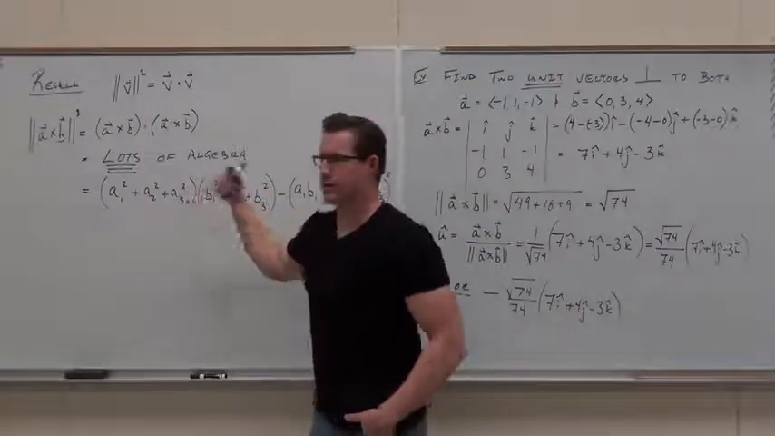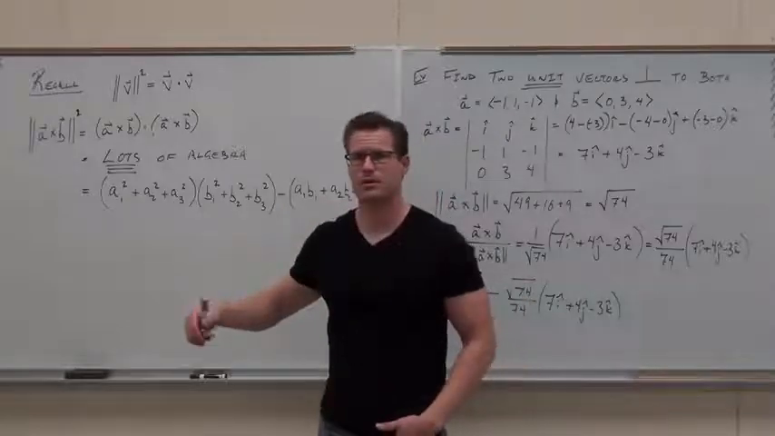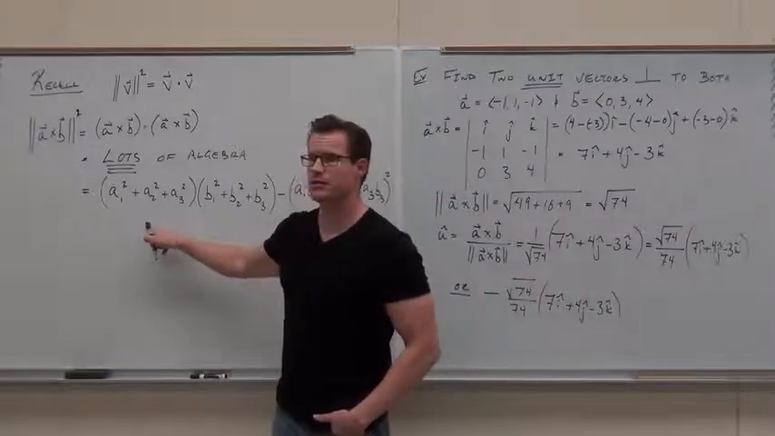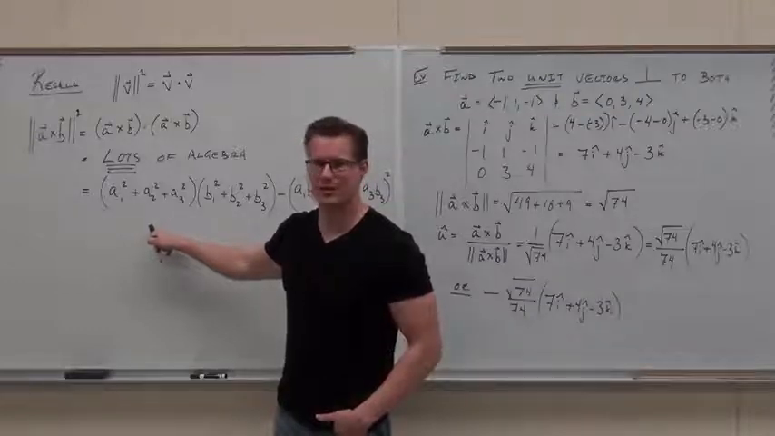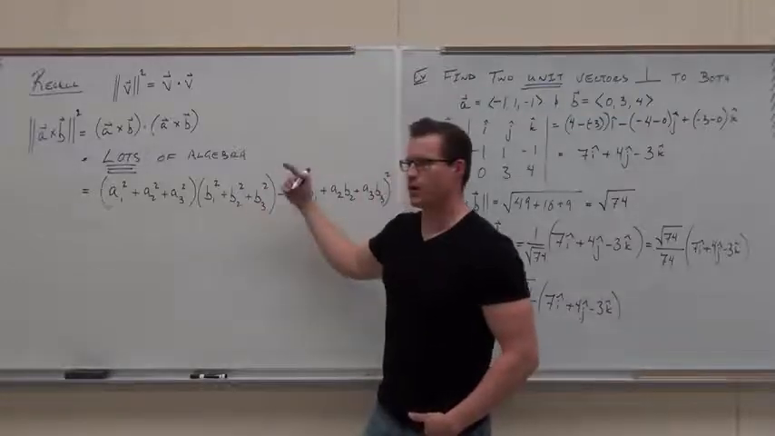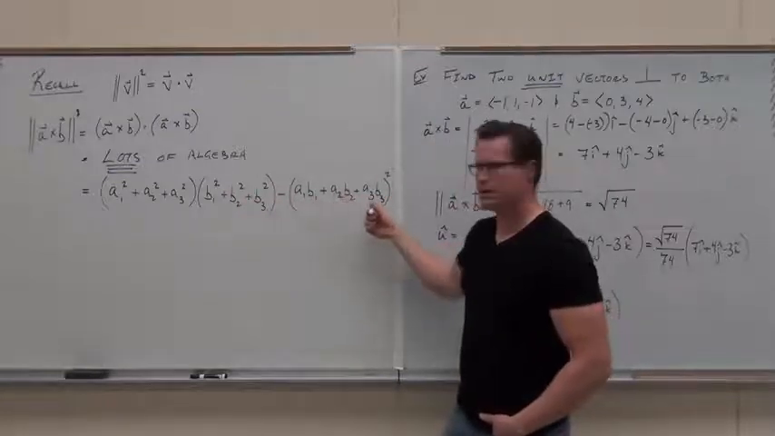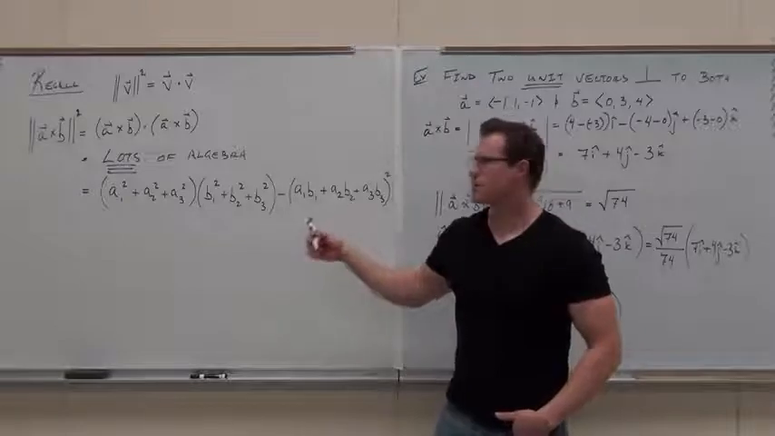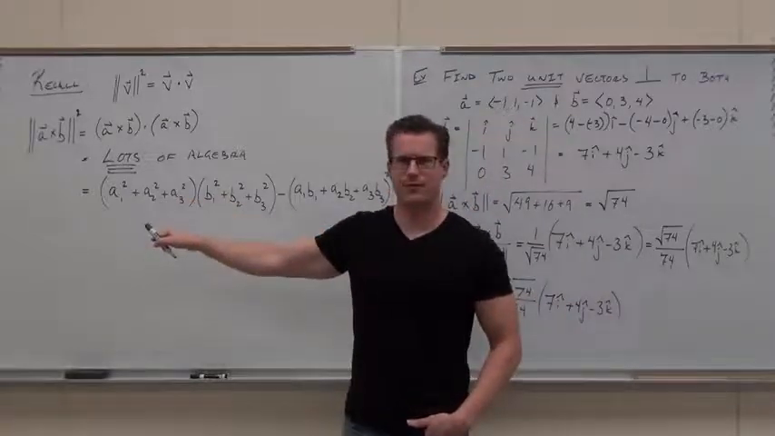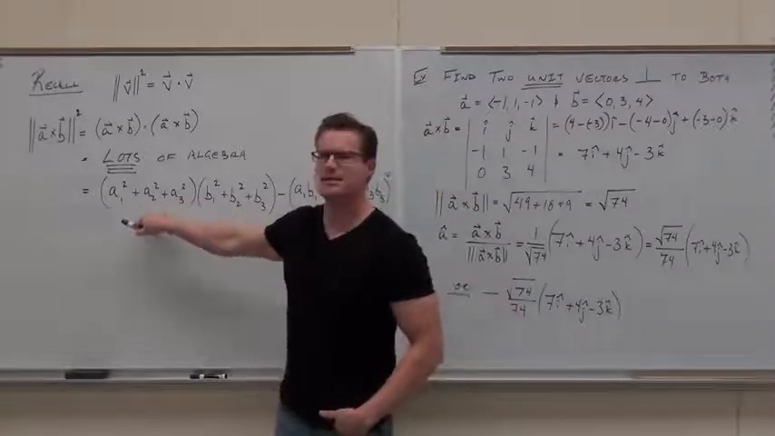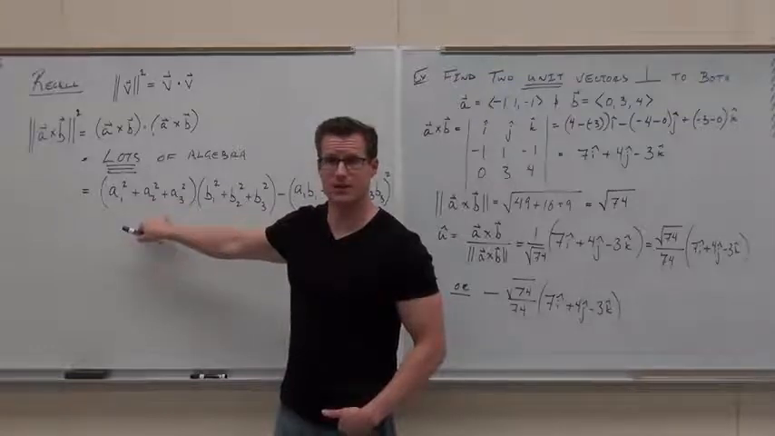A1, A2, A3, all squared and added. Does that look familiar to you? It should. B1, B2, B3, all squared and added. And then we get this A1, B1, A2, B2, A3, B3, and we're going to see what that is. But these first ones should look pretty familiar. In fact, what this should look like is the inside of a magnitude.